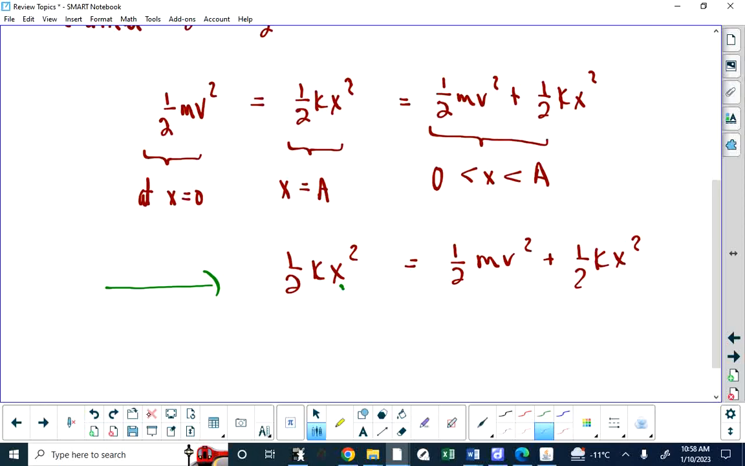It's a good way to put it. I was going to say somewhere else. It's just somewhere that's not at the amplitude and not at zero. So you can set any two of those three equal to each other.